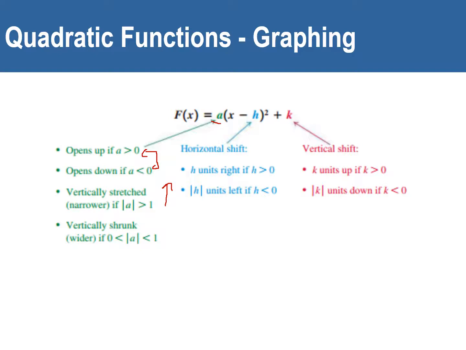Horizontally, you're going to have this x minus h. You remember, if h is positive, it's to the right. If h is negative, it's to the left. The plus k is your vertical shift. If k is positive, it's going to be a vertical shift up. If k is negative, it's going to be a vertical shift down.